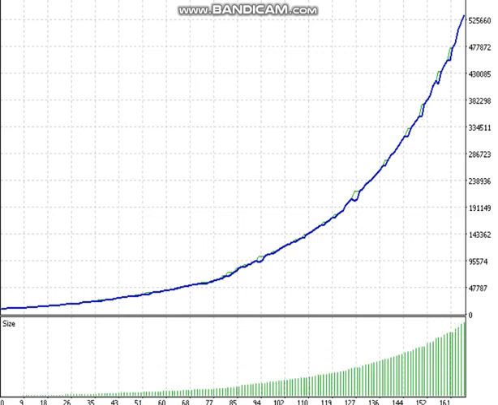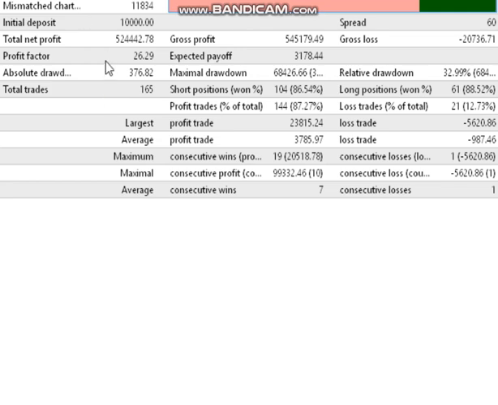Now, something else that is very important, of course, is the statistics. Let's have a look at the statistics here. The initial deposit was $10,000. We started 17 years ago, so that's around 2007. And you can see here the total profit, which is at 524,000, which is quite a lot. The profit factor is also very high at 26.